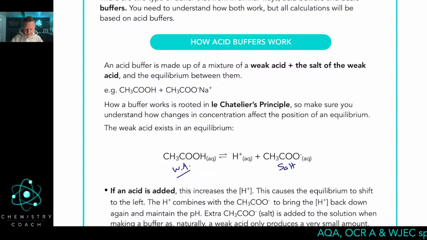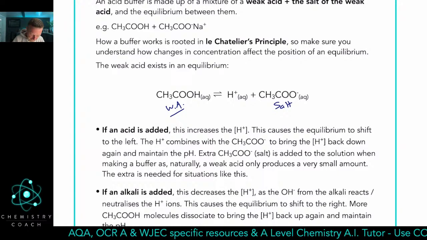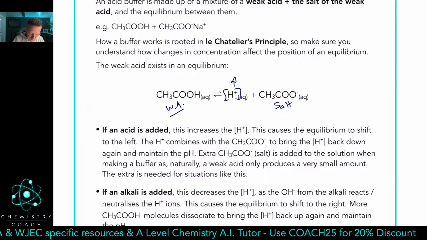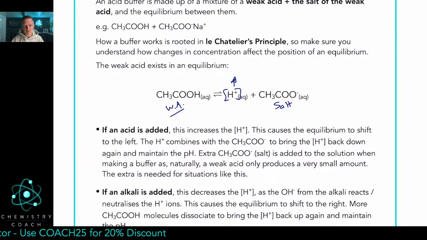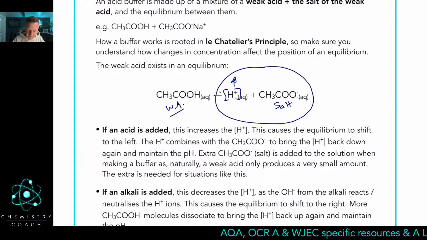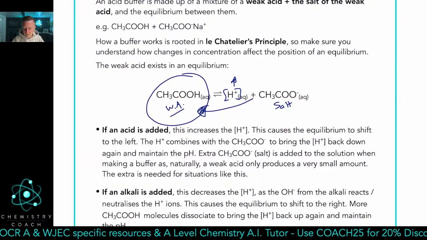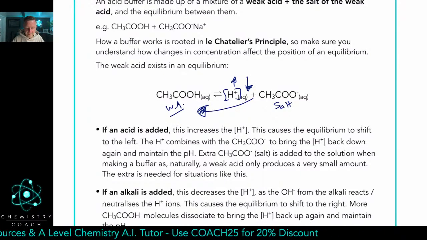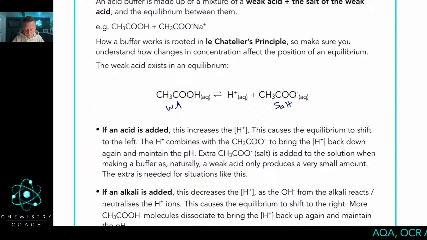Now, if an acid is added, we need to think in terms of hydrogen ions. If we add an acid, we are increasing the concentration of hydrogen ions. What happens in terms of Le Chatelier if we increase the concentration on one side? It moves to oppose the change. So the buffer will use this salt and combine it with hydrogen ions and shift the equilibrium to the left to make more weak acid, and in doing so bring that hydrogen ion concentration back down. So it's always useful to think about this in terms of hydrogen ion concentration.